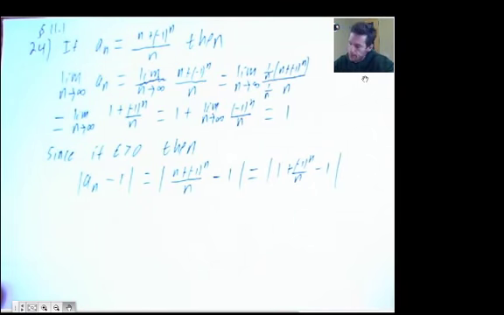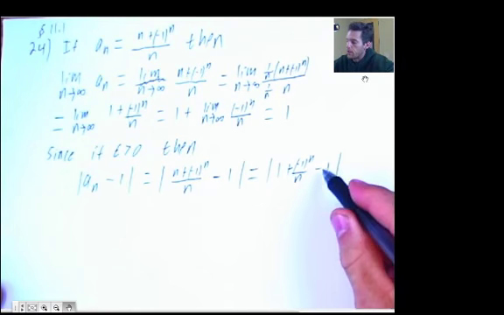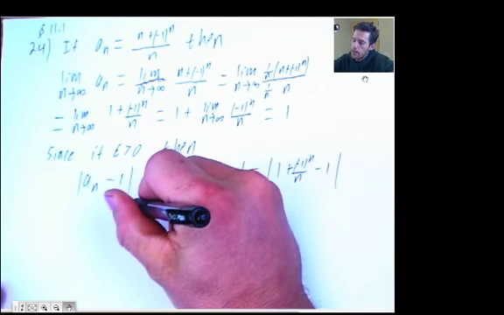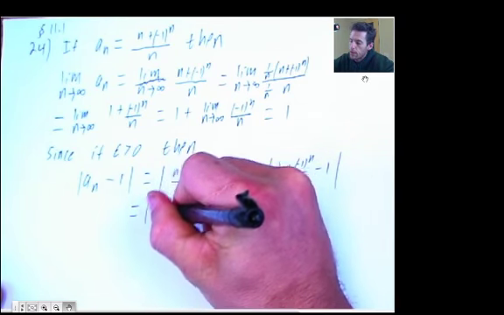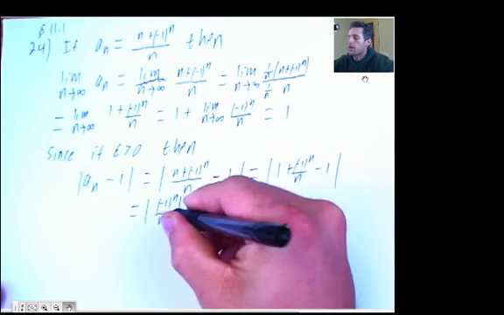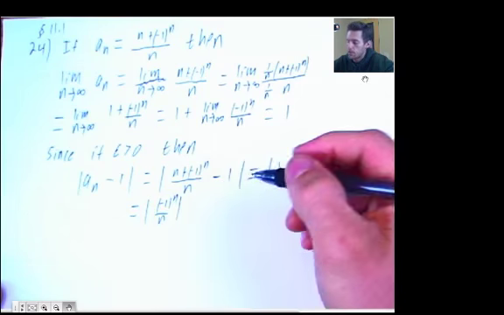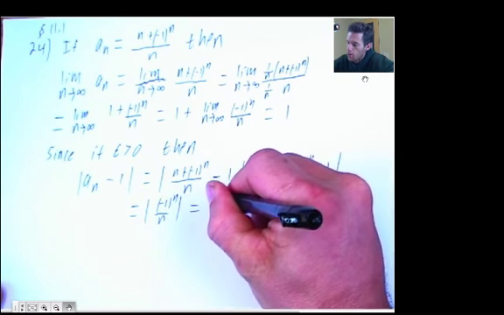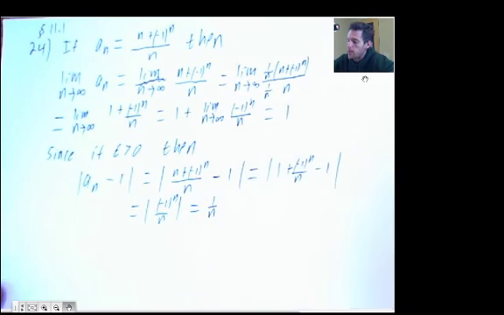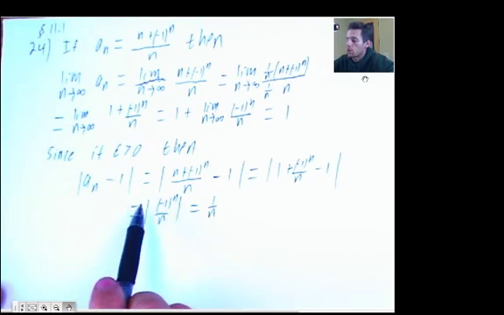Oh, look, 1 here, -1 there. That is the absolute value of (-1)^n over n. Oh, but with the absolute value, look, if I get a minus sign, then I can just replace it with a plus sign. If I have a plus sign, then I just leave it as is. So this is 1 over n.